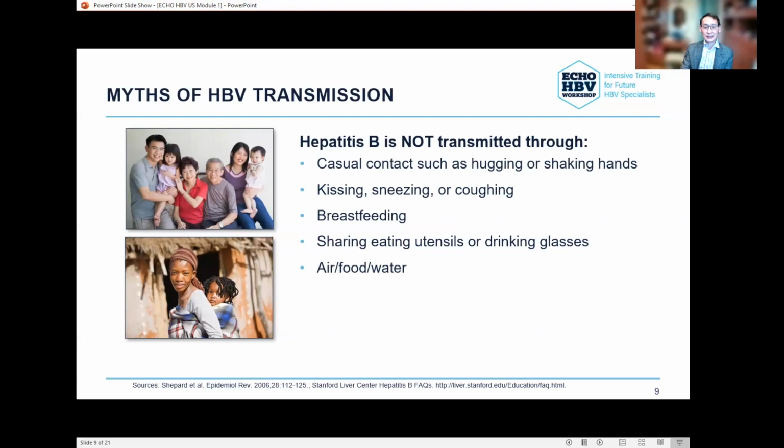There are some misperceptions in terms of transmission. Some patients may worry that close contact through kissing, sneezing, or coughing can transmit the disease. Actually, it cannot. Now, breastfeeding has been studied. Actually, the virus in the breast milk is very low. And if the baby has been vaccinated, breastfeeding is not a major concern for spreading the virus. Now, of course, this is a bloodborne disease. There is no air, food, or water that can transmit the disease, unlike COVID.